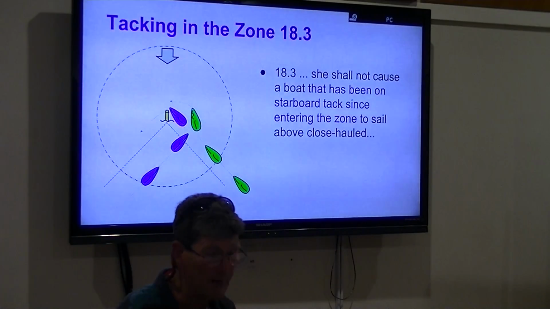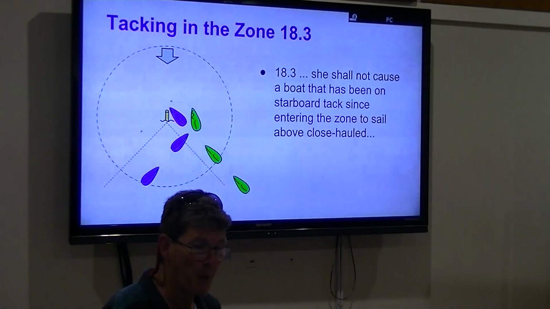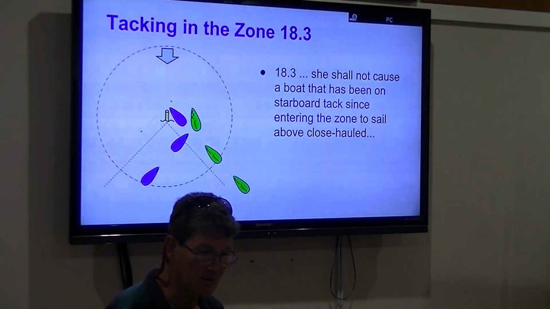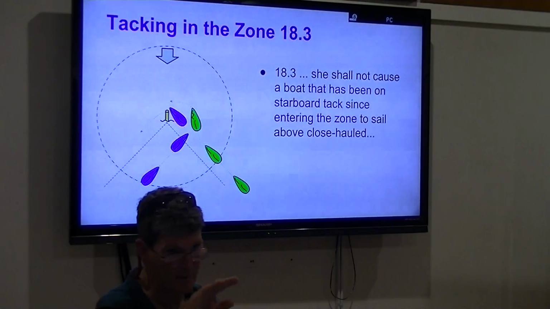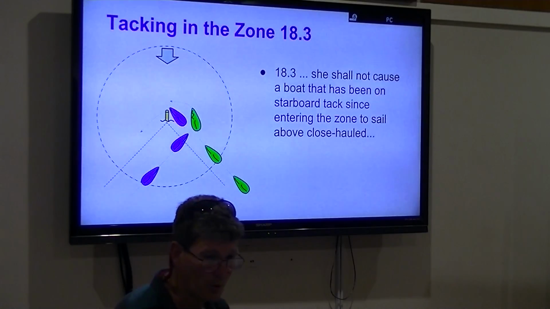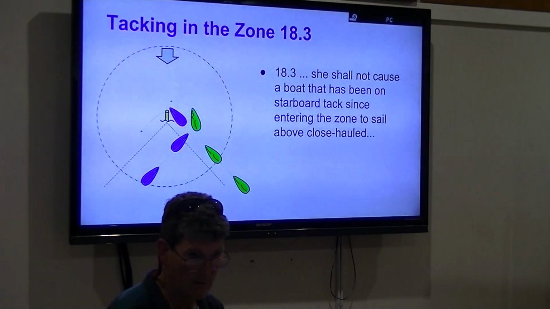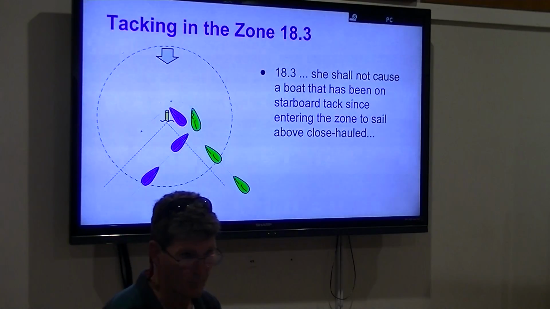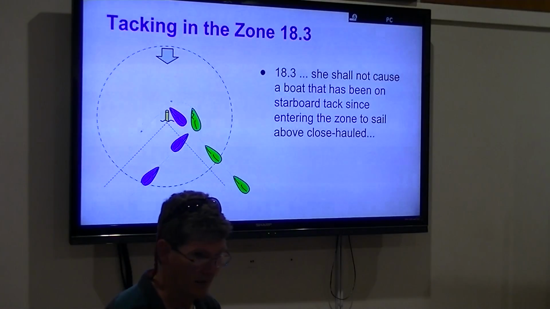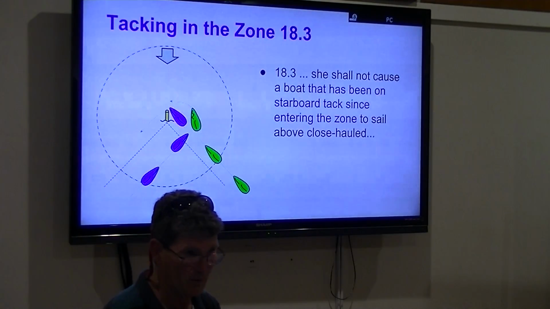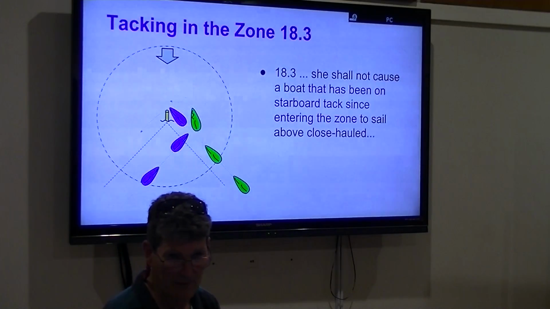But 18.3 says that if by doing that tack blue's gone slow, green's caught up and had to luff up to avoid a collision, blue has broken 18.3. So the whole idea of 18.3 is to avoid the great hero on port charging in and doing a lee bow tack just inside the mark there. If you're blue, you're in a world of pain. It's very hard for you to tack in there without making green luff up a little bit, and if green has to luff up a little bit, you've broken 18.3.